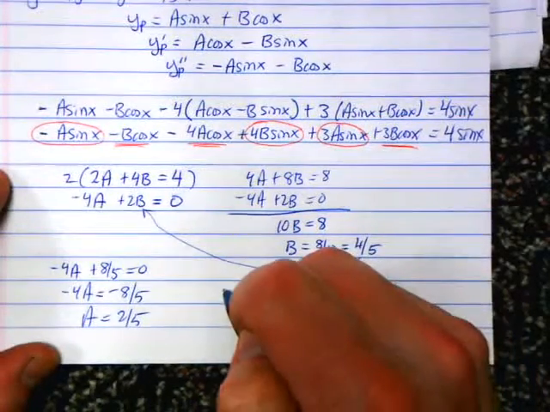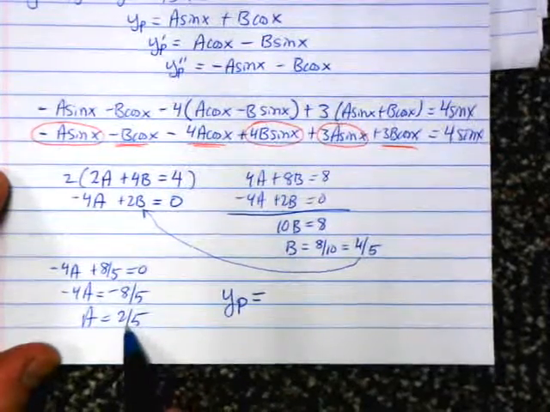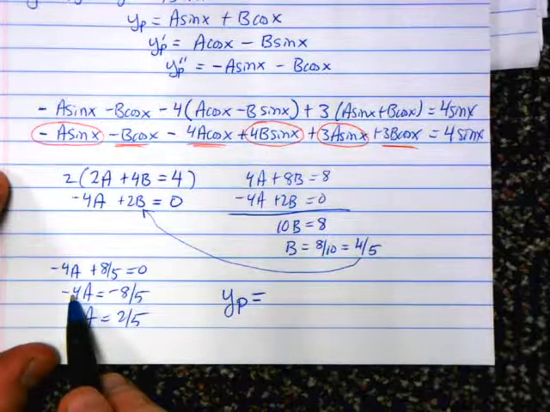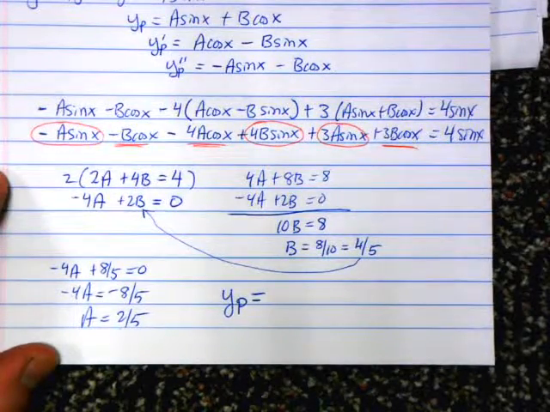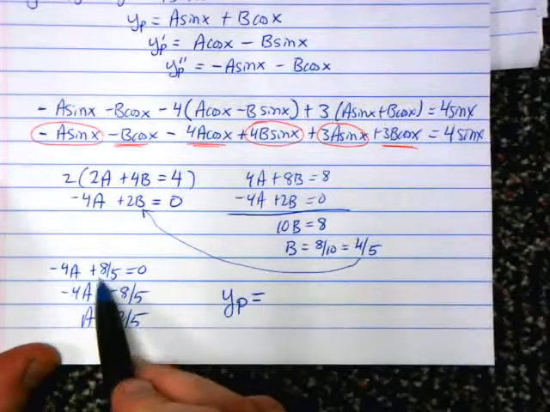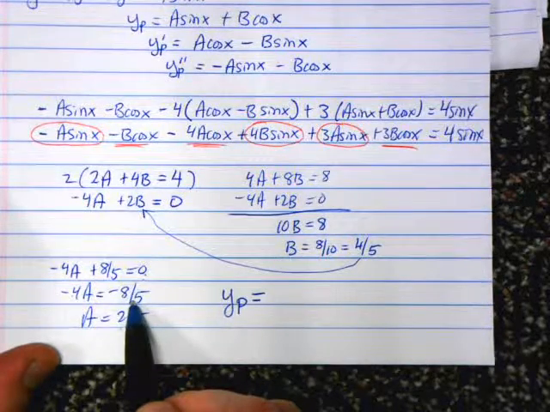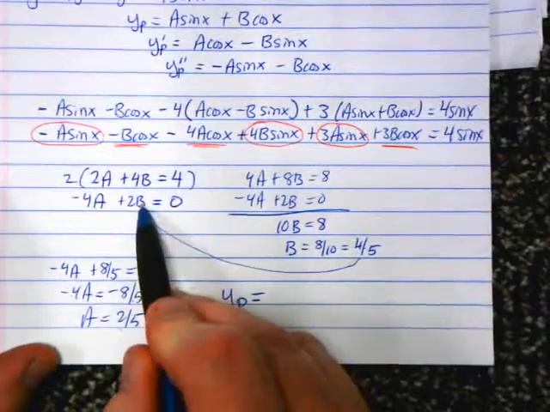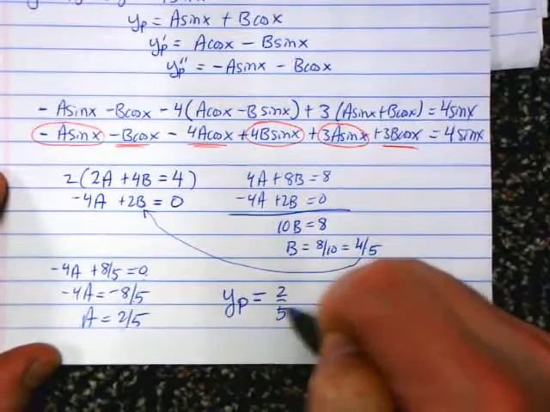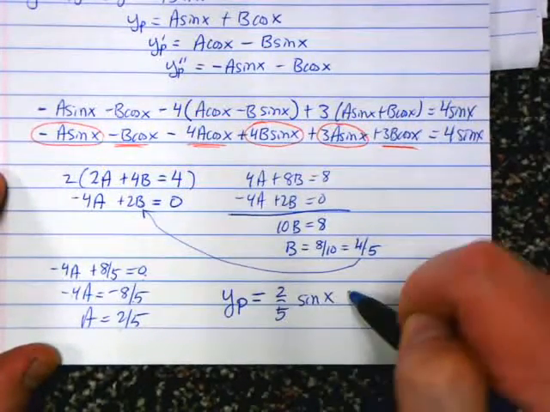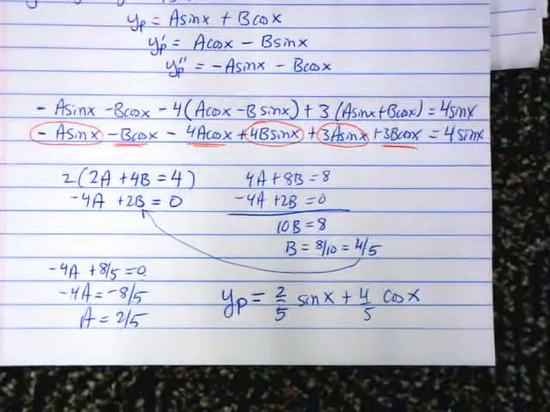Final solution. Wait, should it be 4/5? But over there it's 8/5. But then you have to divide by 4. Oh, yeah. 2/5. Where's the 8/5 from? I subtracted 8/5 on both sides. It came from when I plugged in 4/5: 2 times 4/5 gave me 8/5. y sub p is 2/5 sine x plus 4/5 cosine x. There's the particular solution.